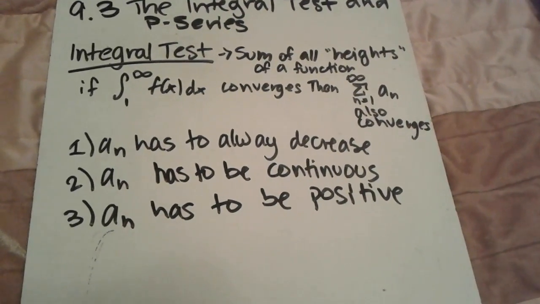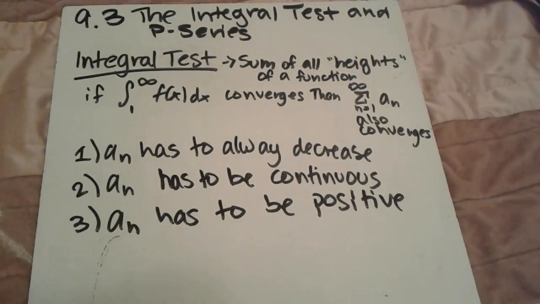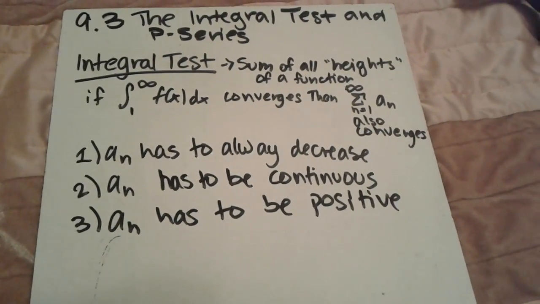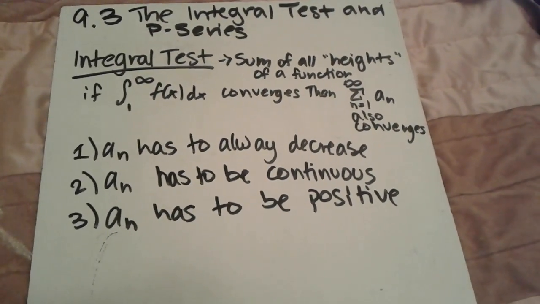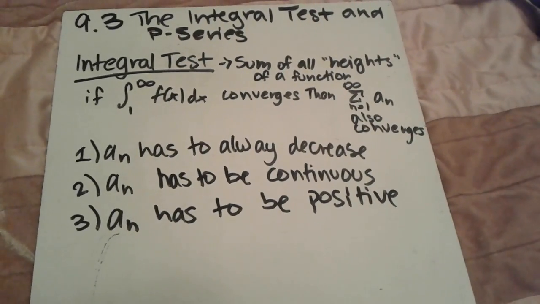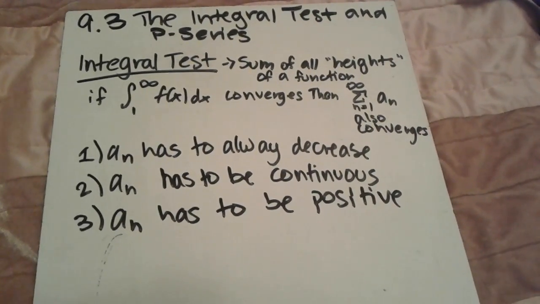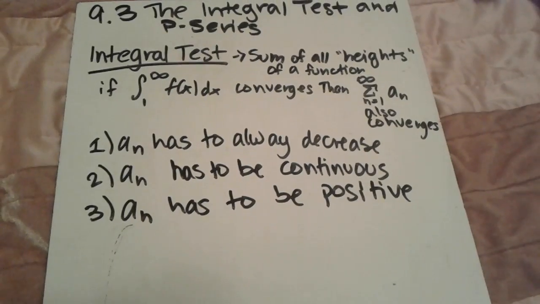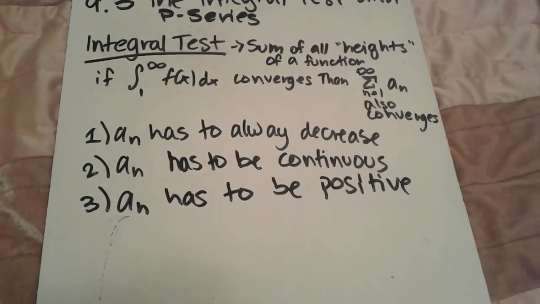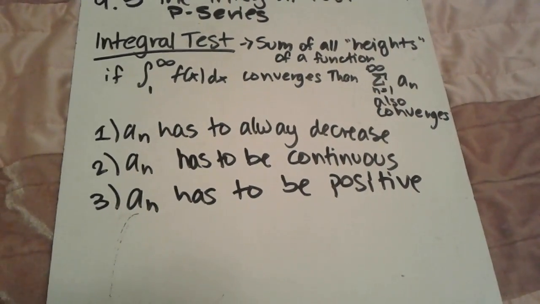Three conditions need to be met in order to follow through with this. The first one is that a_n has to always decrease. The second one is that a_n has to be continuous. And the third one is that a_n has to be always positive.